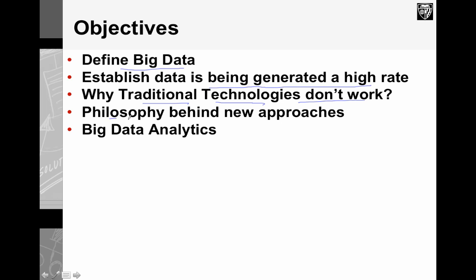We'll also look at the philosophy behind some of the new approaches and the technologies that have come into place in the marketplace that make it possible for us to use new approaches for solving big data problems. And then we will look at big data analytics, which is a technology that many companies are embarking into so that they can get insight into their big data. And there's a new field called data science coming up in the marketplace in support of big data analytics.